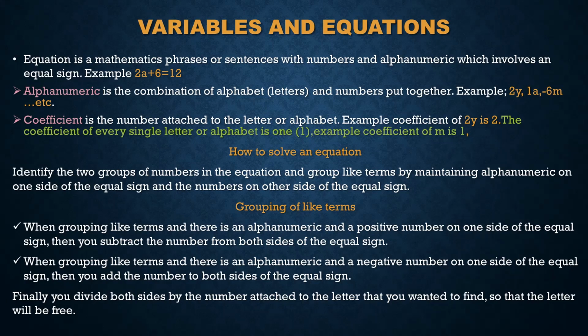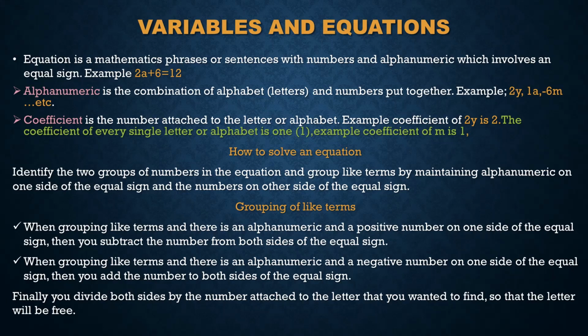When you talk about coefficients, a coefficient is a number attached to the letter or alphabet. Example, the coefficient of 2y is 2. The coefficient of every single letter or alphabet is 1. Example, the coefficient of m is 1. Every single letter, the coefficient is 1. The coefficient is always the number attached to the letter.